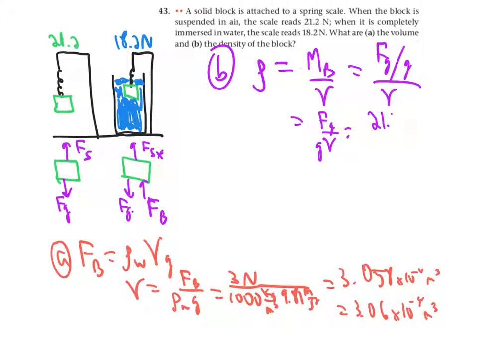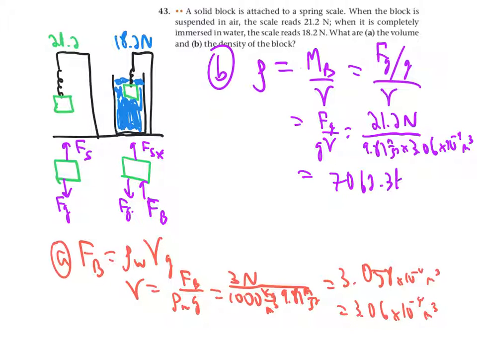Fg was 21.2 newtons because we had shown earlier that the scale read the weight when the block wasn't suspended in water. And then we have 9.81 meters per second squared times 3.06 times 10 to the minus 4 meters cubed, which is 7062.3 kilograms per meter cubed. To the correct number of sig figs, I guess I should say it's 7060 kilograms per meter cubed.